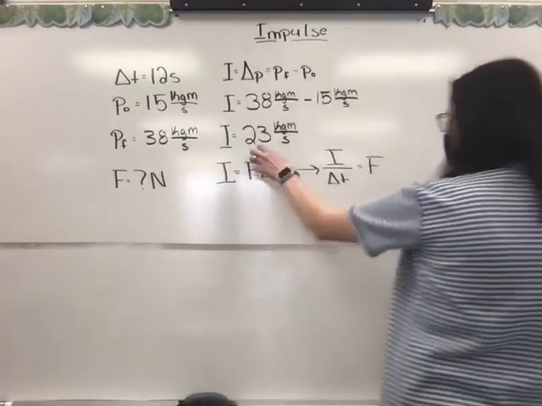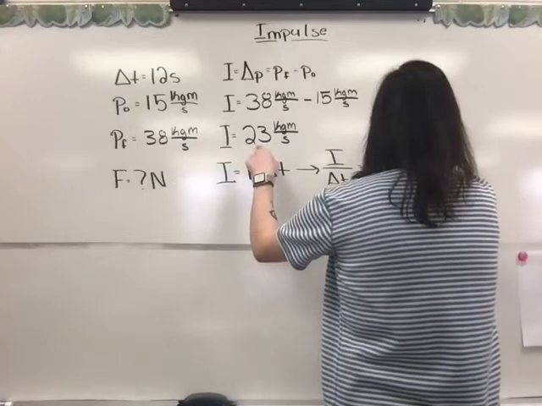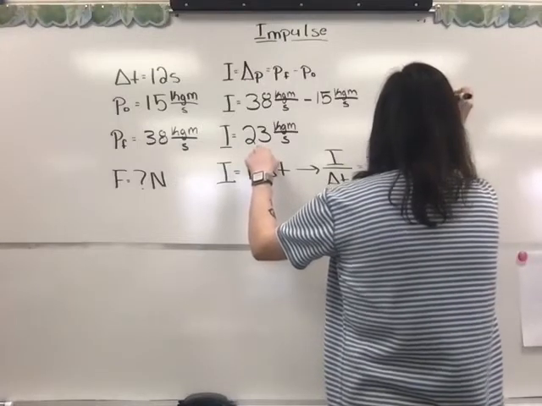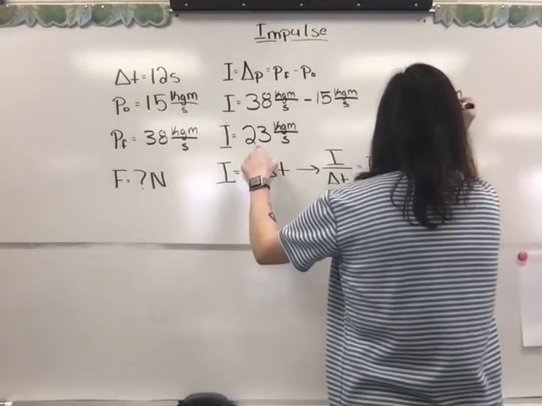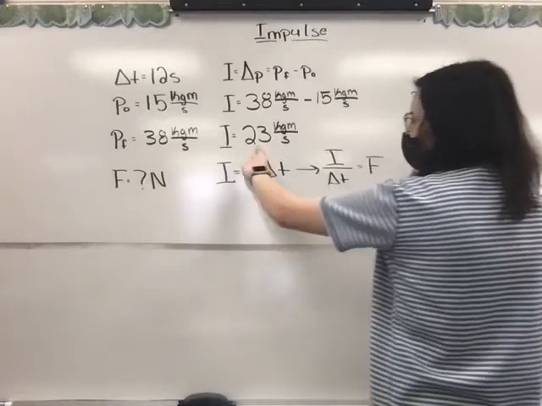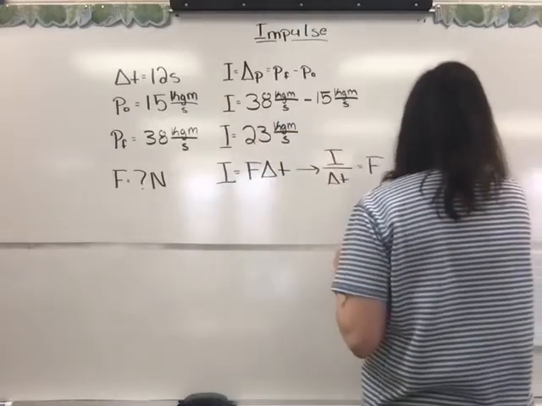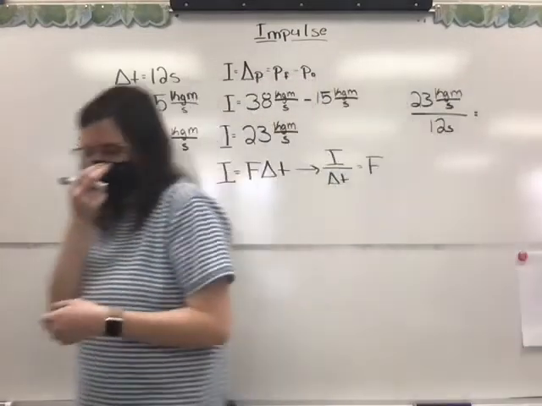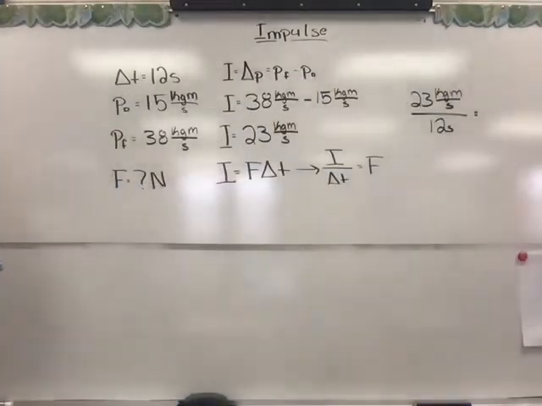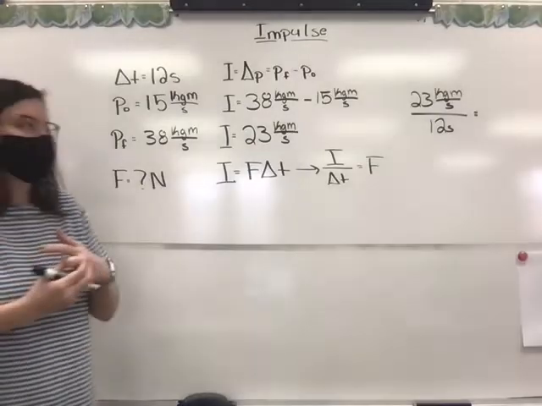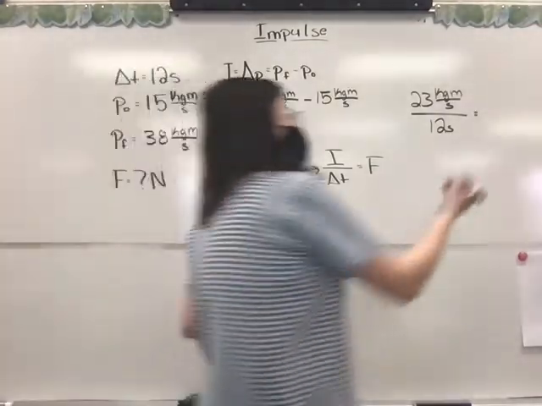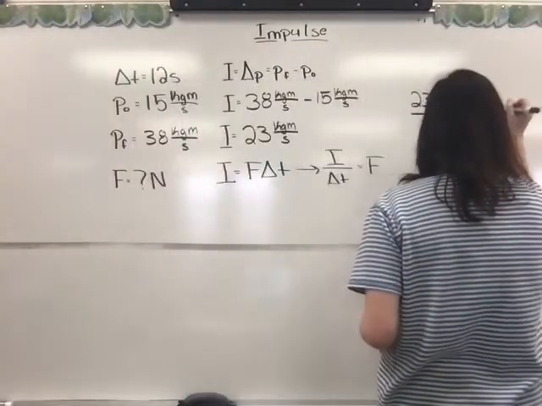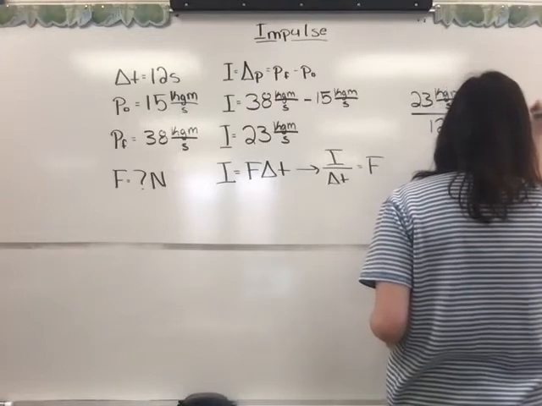Which means that when we plug it in, we're going to want to do 23 kilogram meters per second divided by our change in time, which is 12 seconds. So when we do 23 divided by 12, what do we get as the force that was applied to the bicycle? And what are the units? Newtons.